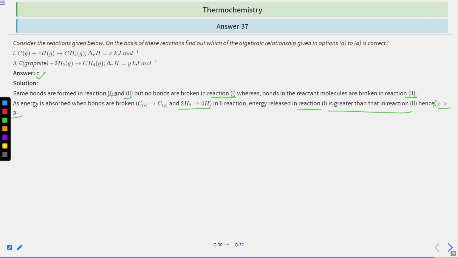So this is the same thing. X is greater than Y. Hence, option C, mentioning X is greater than Y, is the correct answer. Okay. Thank you.